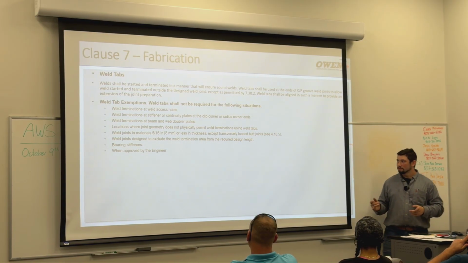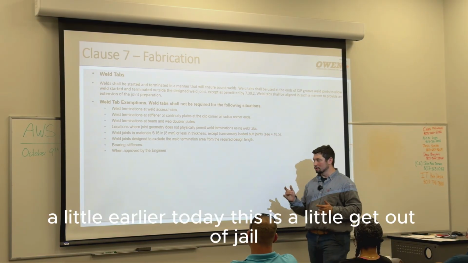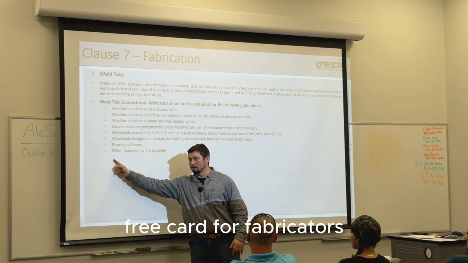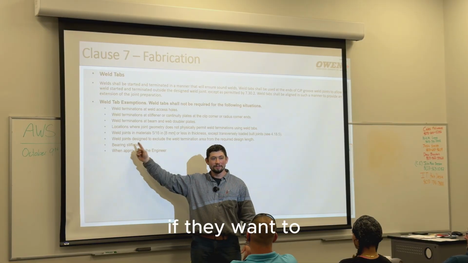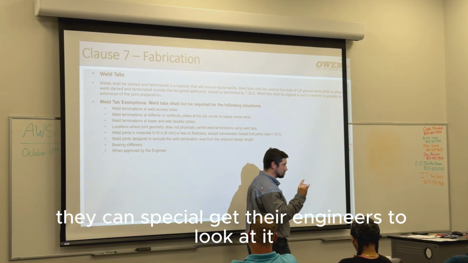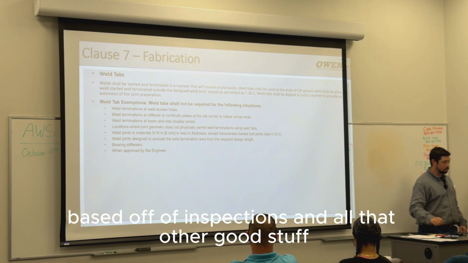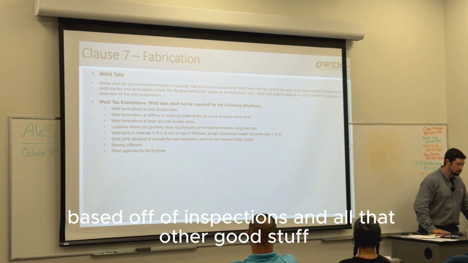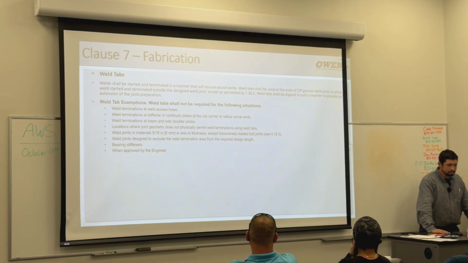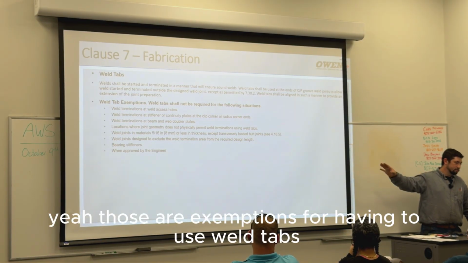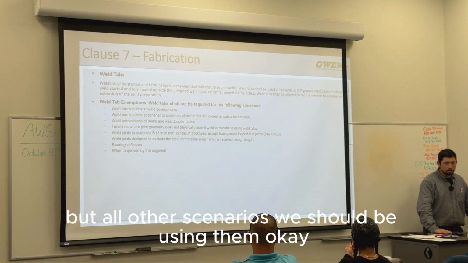Weld tabs. Me and Nick were talking about this a little earlier today. This is a little get-out-of-jail-free card for fabricators. If they want to, they can get their engineers to look at it and get them out of using weld tabs based off of inspections and all that other good stuff. But yeah, those are exemptions for having to use weld tabs, but in all other scenarios we should be using them. Okay?